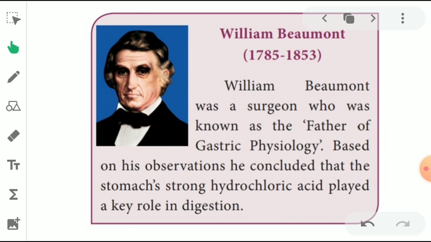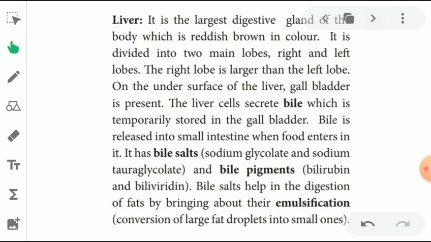William Beaumont was the surgeon known as the father of gastric physiology. Based on his observation, he concluded that the stomach's strong hydrochloric acid played a key role in digestion. Hydrochloric acid is a very important part of digestion, as found by William Beaumont.